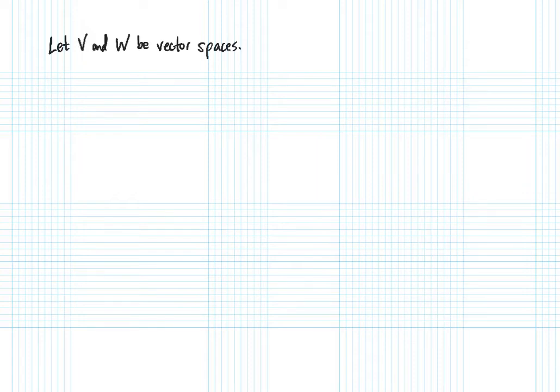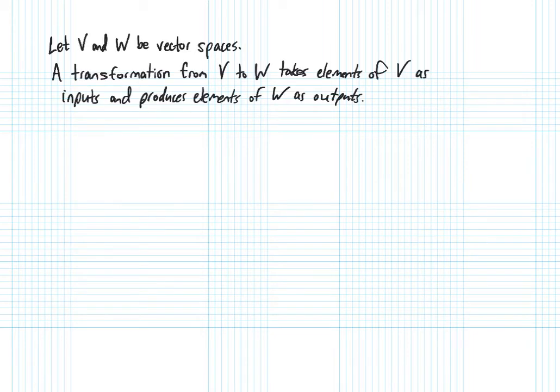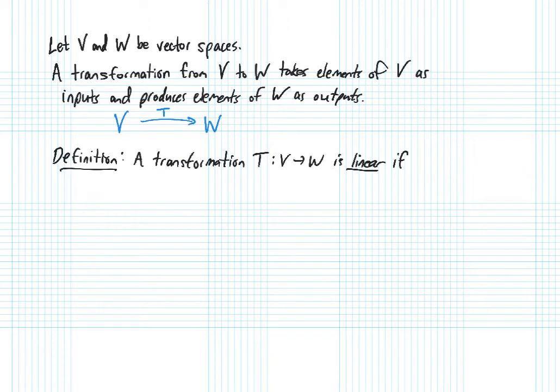Suppose that V and W are vector spaces. Then we can consider transformations from V to W. So that would be some kind of a process that takes elements of V as inputs and produces elements of W as outputs. And it'll frequently be helpful to depict a transformation as a diagram where the transformation is shown by an arrow.